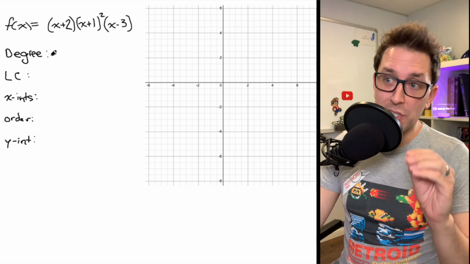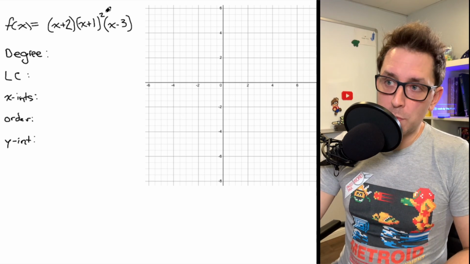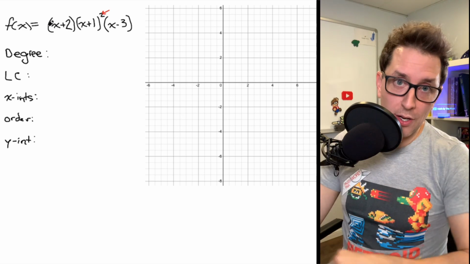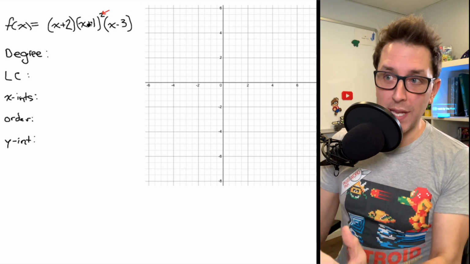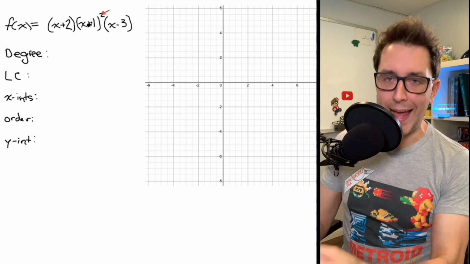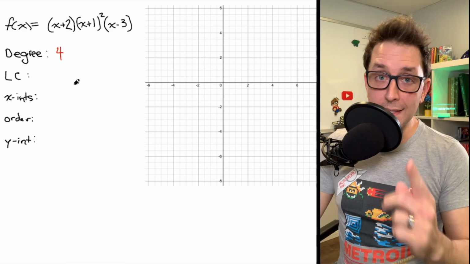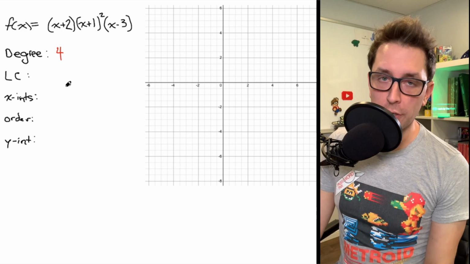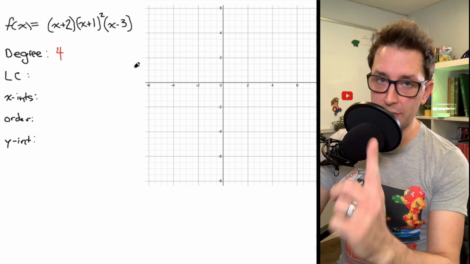But if you said that this was a degree 3 polynomial, you would be incorrect. And the reason for that is this pesky little exponent of 2 right here. Now that exponent of 2 tells us that we actually have x plus 1 times x plus 1. So we actually have 2 separate x's there that are being multiplied. So as it turns out, the degree of this polynomial is in fact 4. This is a quartic function, so degree 4. Okay, so that's the first key piece of information that we need to sketch the graph of this function.